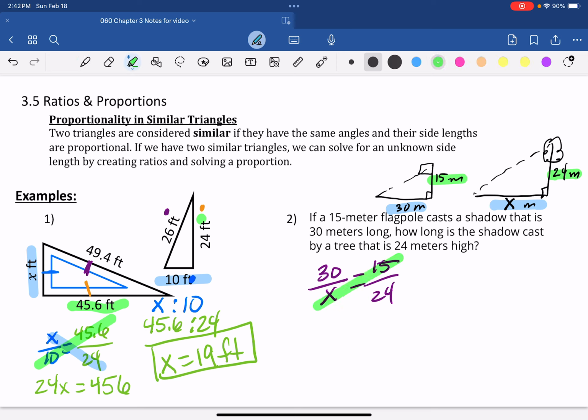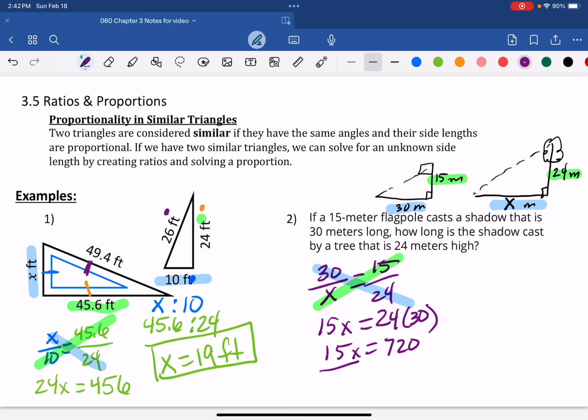And now we can cross multiply. 15x equals, and then we'll have 24 times 30, which is 720. And so our shadow, when we divide 720 by 15, is going to be 48 meters.